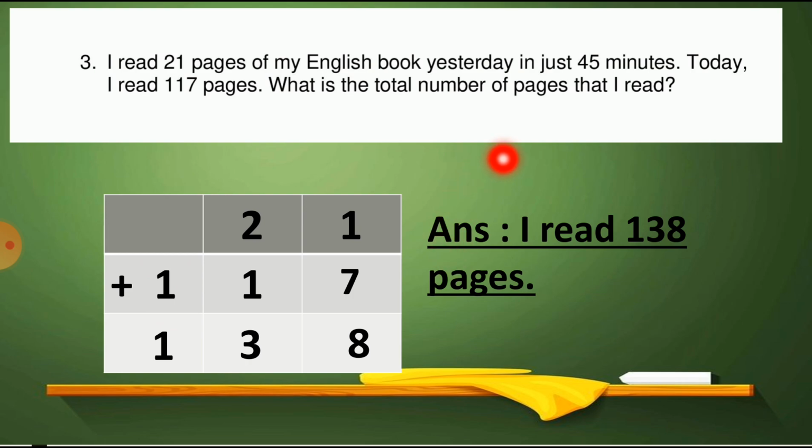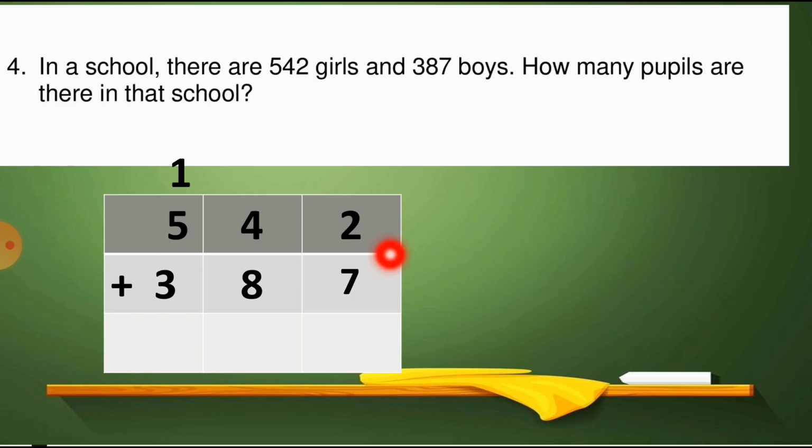How many total pages did I read? So, you have to write down the answer. I read 138 pages. You can write down the answer in words this way: I read 138 pages. Here is one more example for you.